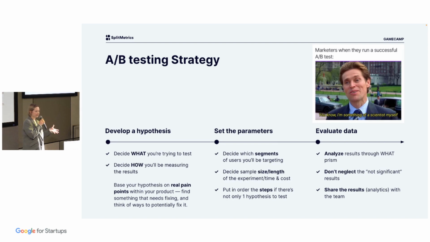Second step is to set the parameters. You are to find out which segments of the audience will be participating in the experiment. So, insights on which type of audience you would like to find out. You need to understand the size and length of the experiment, and of course the cost, how much money you're ready to spend on getting these insights.